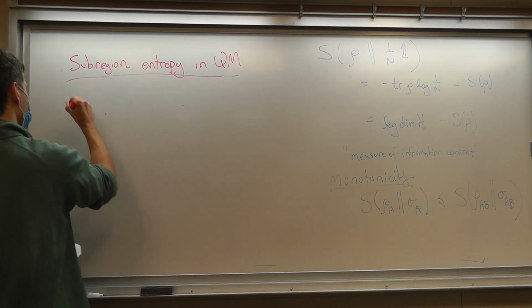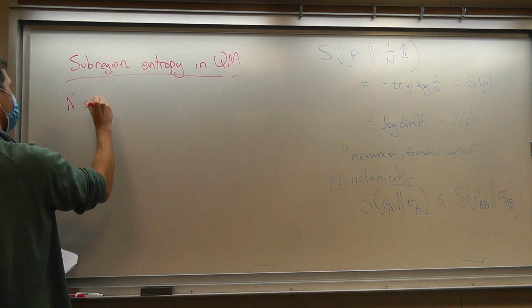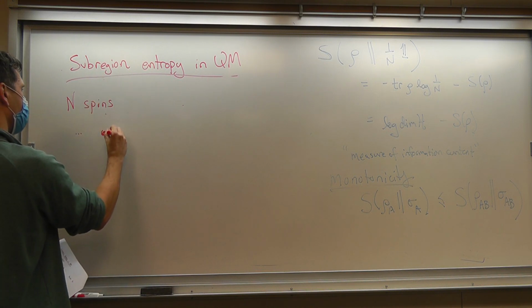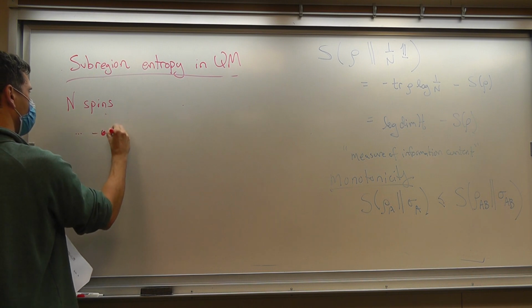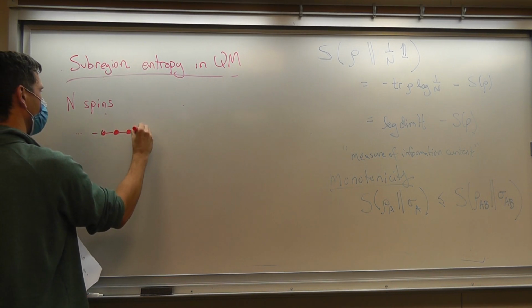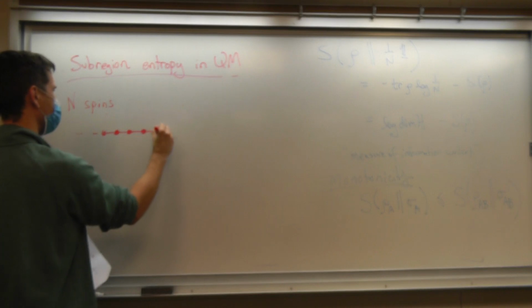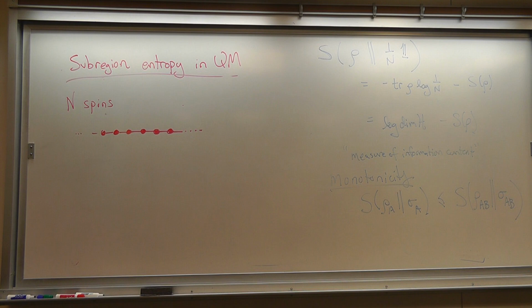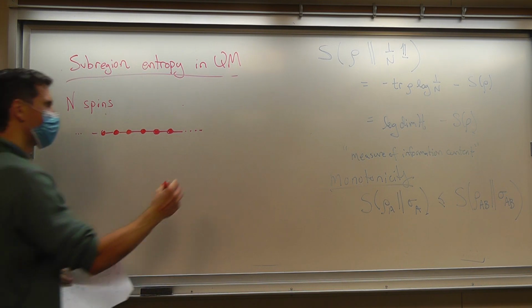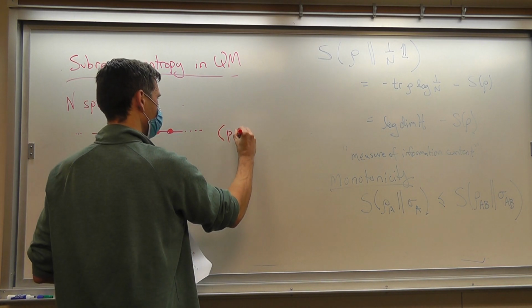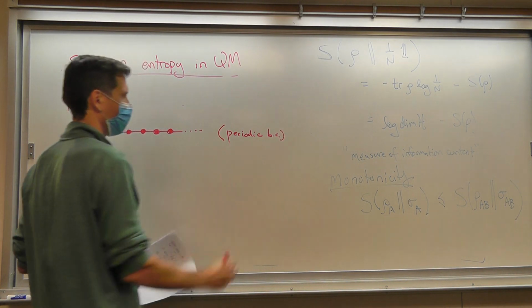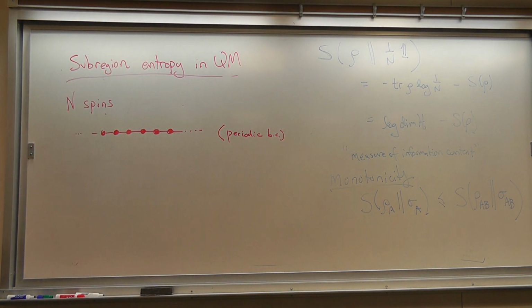So consider n spins in a row. Just imagine that we have a bunch of spins sitting next to each other that are coupled in some way, which is why I drew the lines between them. This isn't really necessary, but just to keep things a little easier, I'm going to put periodic boundary conditions on my n spins.